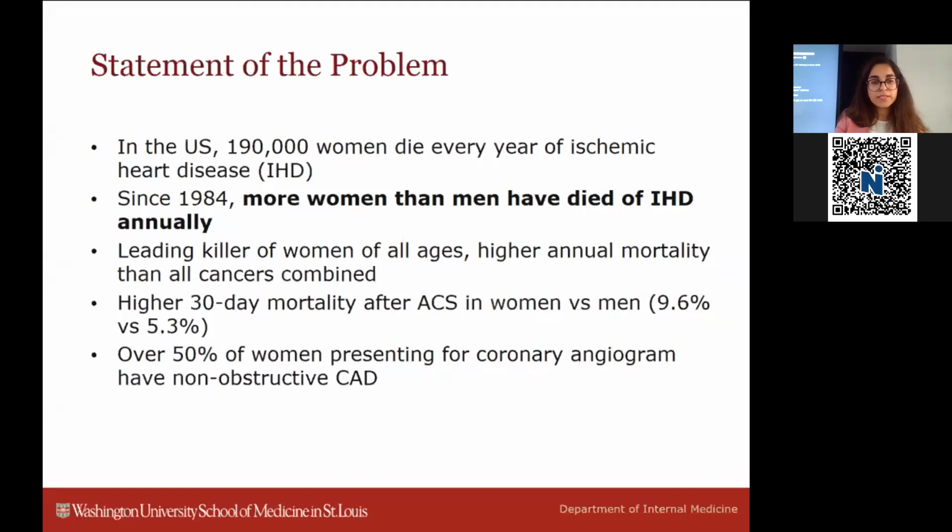And the crux is, over 50% of these women, when evaluated with a coronary angiogram, actually have non-obstructive CAD. They have a less than 50% occlusion in any of their arteries. We don't find a culprit artery.